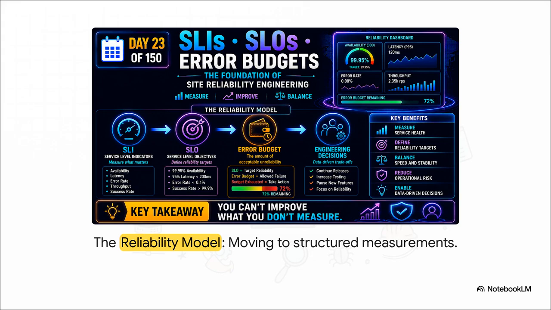And that brings us to the reliability model. This beautifully illustrates the journey from those subjective debates to actual data-driven engineering. It shows a systematic move, starting from measuring service health with SLIs to defining strict targets with SLOs, calculating your acceptable risk via error budgets, and then finally using all that data to dictate release management decisions. It's about transforming vague feelings into a precise mathematical framework for operating systems at serious scale.